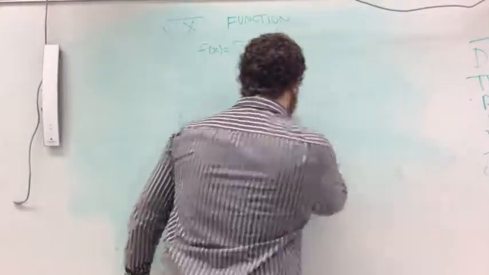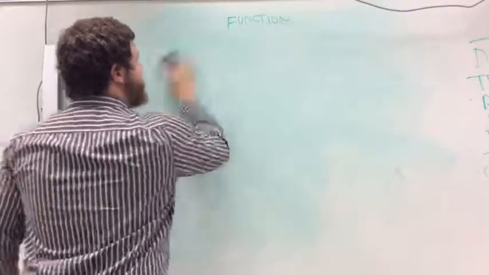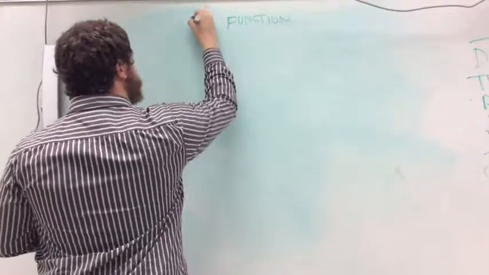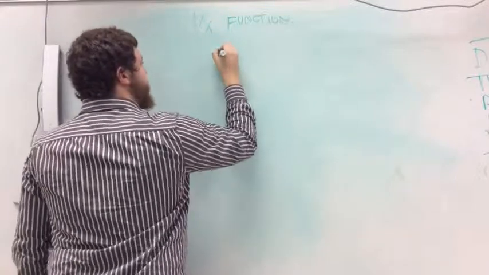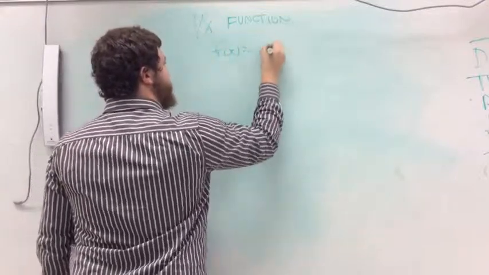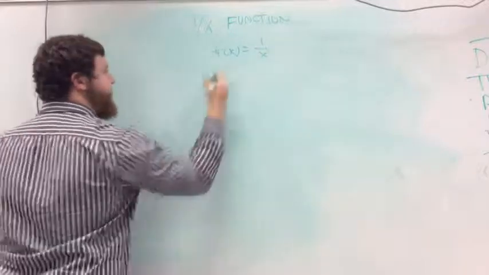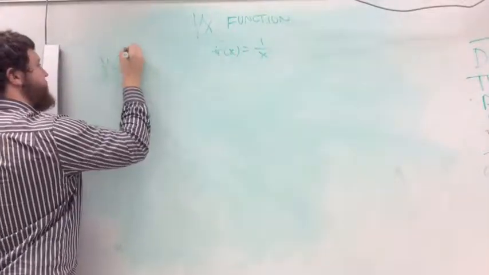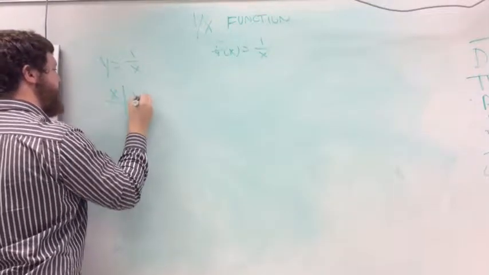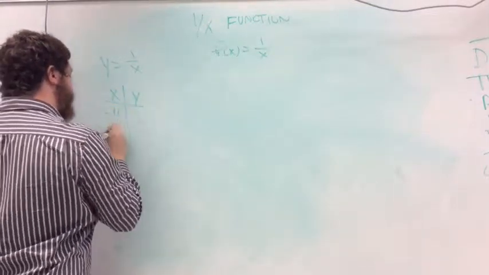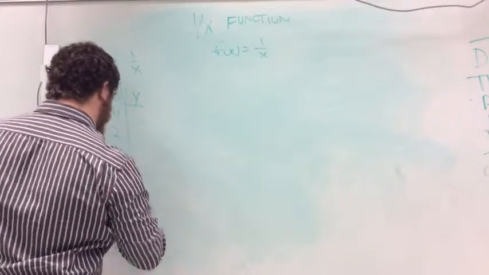It's 5. Okay, the last one is the 1 over x function. That should be an x. 1 over x. So f of x equals 1 over x. We're going to graph that. So I'll get y equals 1 over x. Now, let's do x and y. Negative 4, negative 2, 0, 2, and 4.